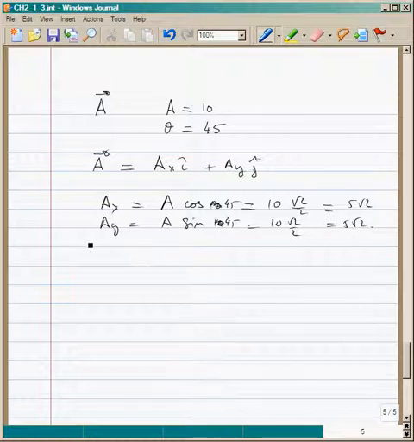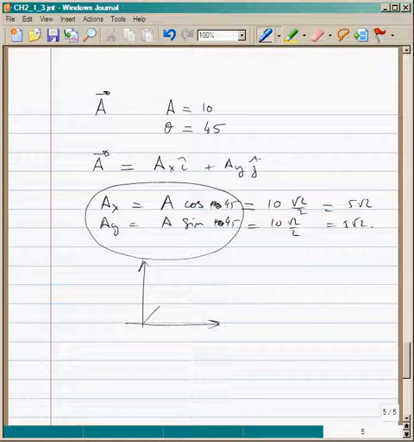You have to be careful. This definition, AX is equal to A cosine alpha and AY is equal to A sine alpha, is true only if you respect the convention that you measure the angle from the positive x axis going counterclockwise. If you define your angle any other way, you cannot use that shortcut.